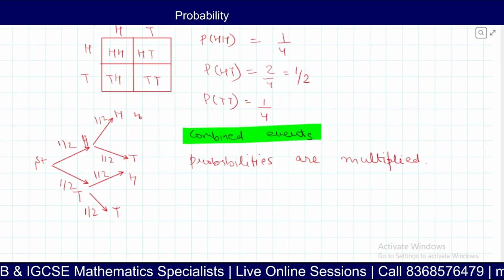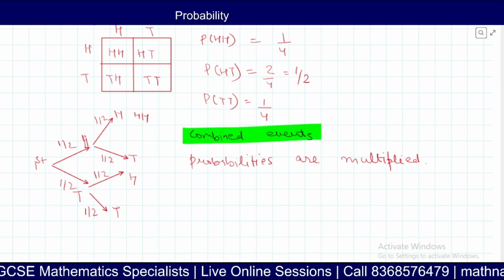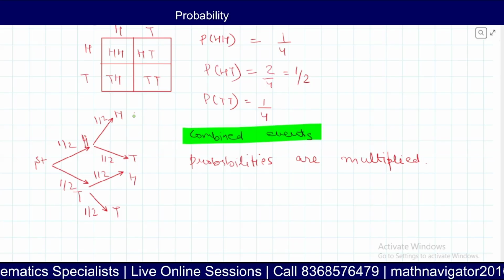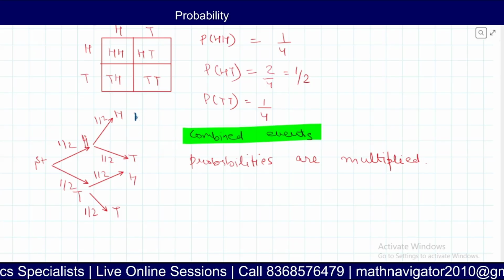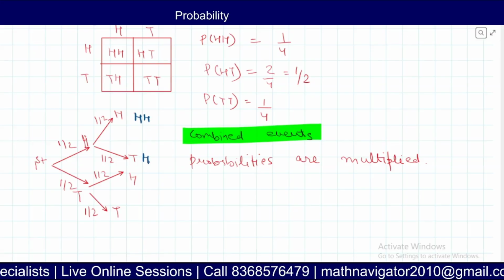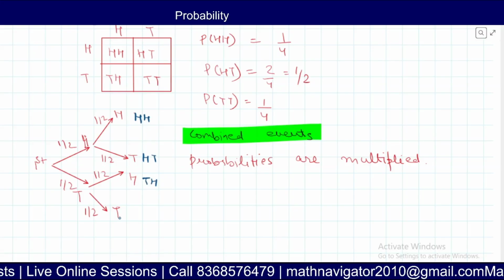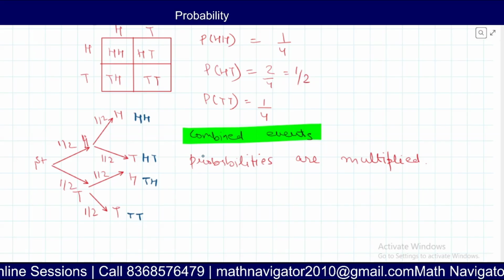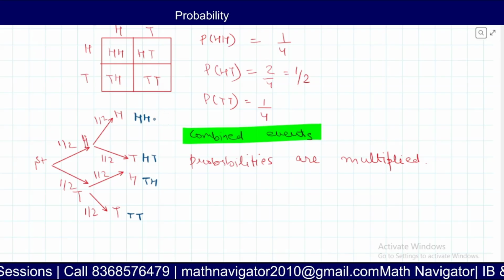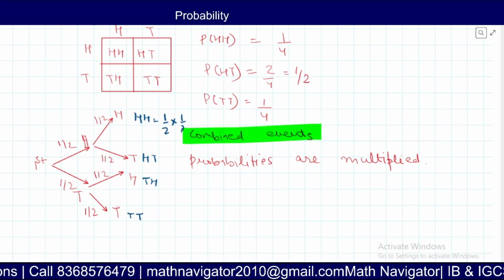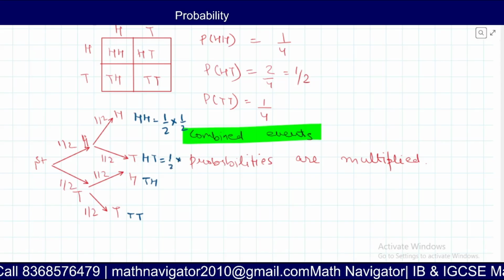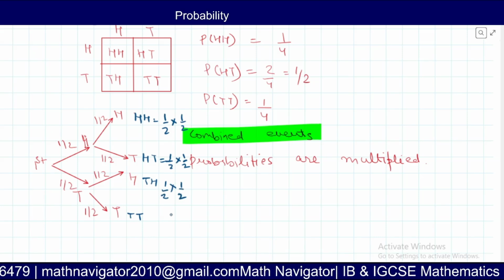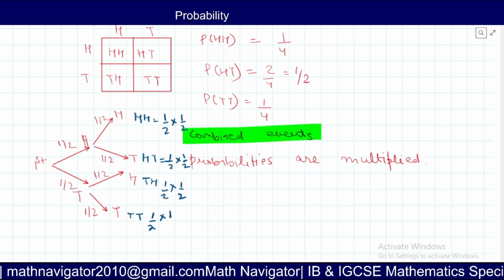So I'll write head, head. I'll write the probability in a different color. So I can get head, head. I can get head, tail. I can get tail, head. Or I can get tail, tail. Got it? So this is the thing. Probability of head, head is half times half. This is also half times half. This is also half times half. And this is also half times half.